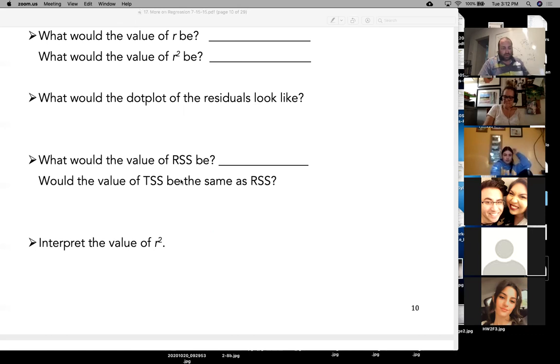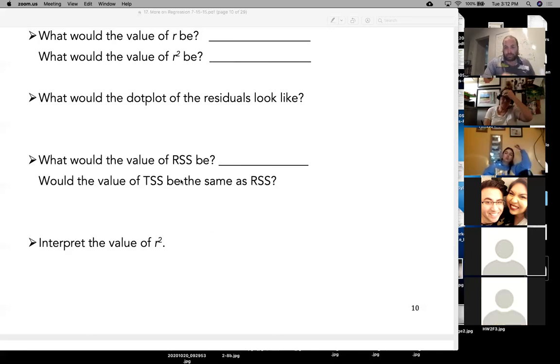The TSS deals with the actual values. Where are the actual Y values? The actual Y values are here, here, here, here, here, and so on. So the TSS accounts for all the different Y values. The RSS is only about how far they fell off the line. It doesn't care what the actual Y values are. It cares where they are in relation to the line. So if they all fall on the line, the residuals are all 0, even though the Y values are all different.